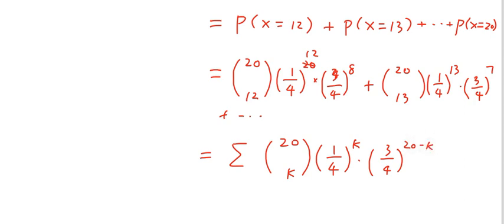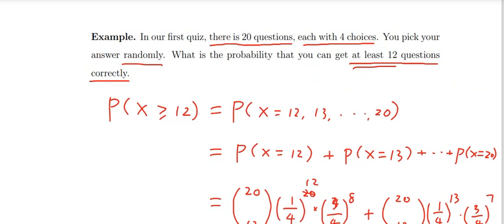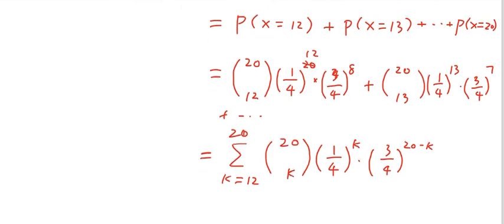I have 20 questions in total, and k just starts from 12 to 20. So from a mathematical point of view, we answer this question: what is the probability that you can get at least 12 questions correctly? We say the answer is this formula, the summation for k starting from 12 to 20, like this.